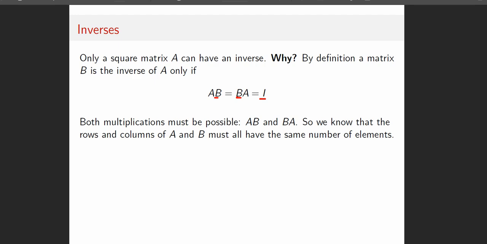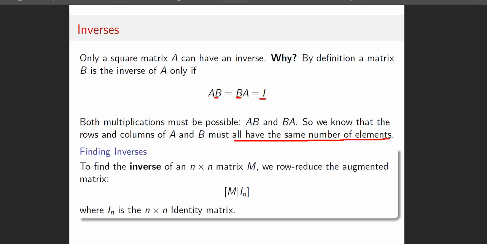So if both AB and BA are possible, then the rows and columns of A and B all have to have the same number of elements, so it has to be a square matrix. That's remembering what we were talking about in the earlier lesson I posted today about dot products.